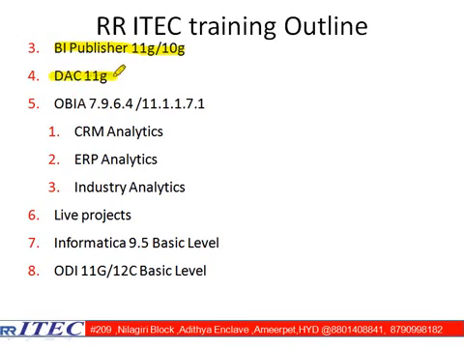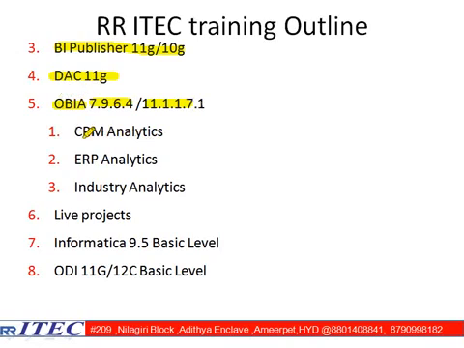Now we are going for DAC 11G. It is the latest version in the market. That we are covering. And OBIEE is available in two flavors: 7964 is the combination of Informatica and OBIEE, and 11117 is the combination of ODI plus OBIEE. We'll try to see both, and what the changes are.